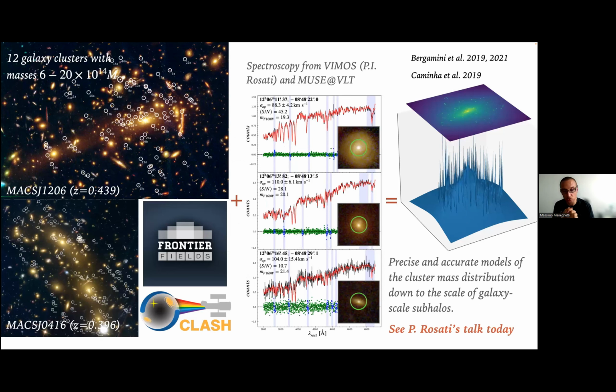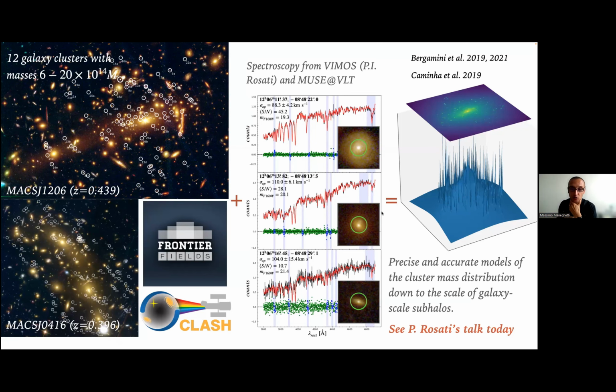Okay, so in this work, basically, we are going to use a set of observed clusters that were already, as I said, introduced by Piero in his talk today, that have been investigated in depth, combining HST imaging data, mainly coming from some large HST programs like the so-called Frontier Fields and the CLASH programs that have been producing very in-depth observations of strong lensing galaxy clusters in the course of the last decade. In combination with spectroscopy data from several VLT instruments like VIMOS and MUSE to produce very precise and accurate models of cluster mass distributions down to the scale of galaxy-scale subhalos.